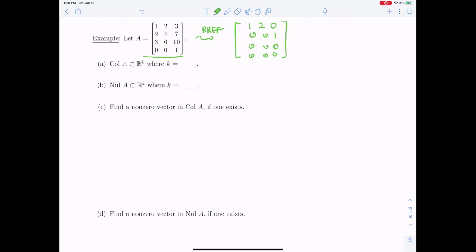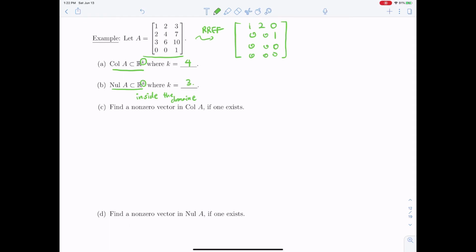Okay, so let's solve these problems together. Here, the column space corresponds to the range of the given matrix, so this k corresponds to the number of rows of your matrix. So k should equal 4 in this case. And the null space sits inside the domain of this matrix, so this k corresponds to the number of columns of your matrix. In this case, that equals 3.